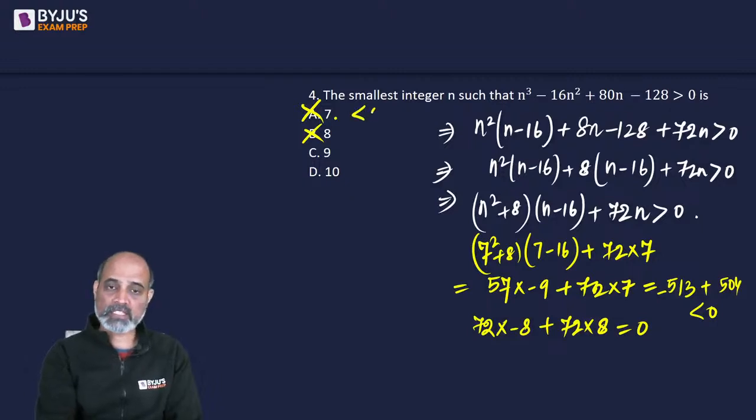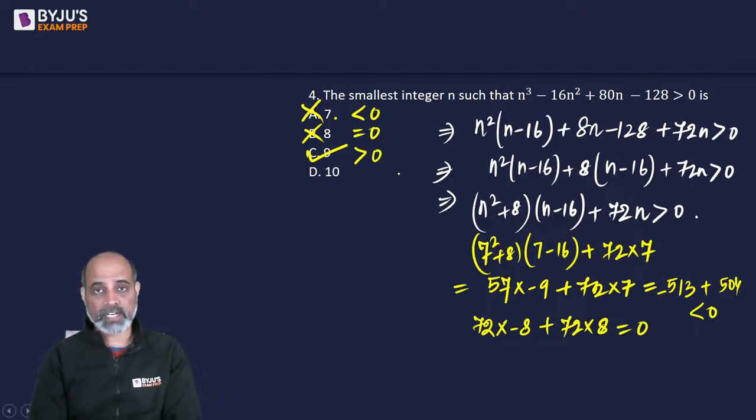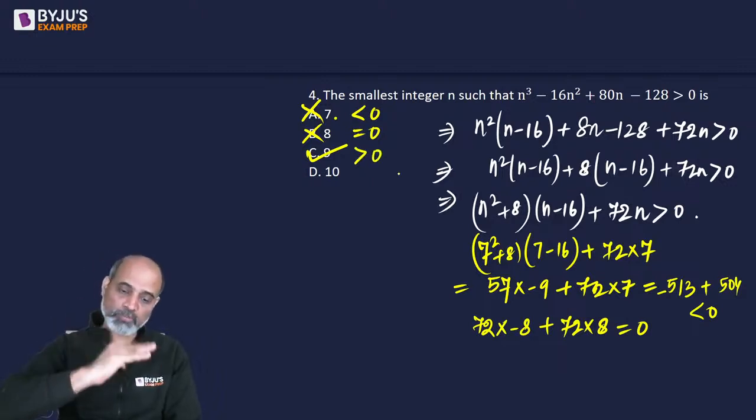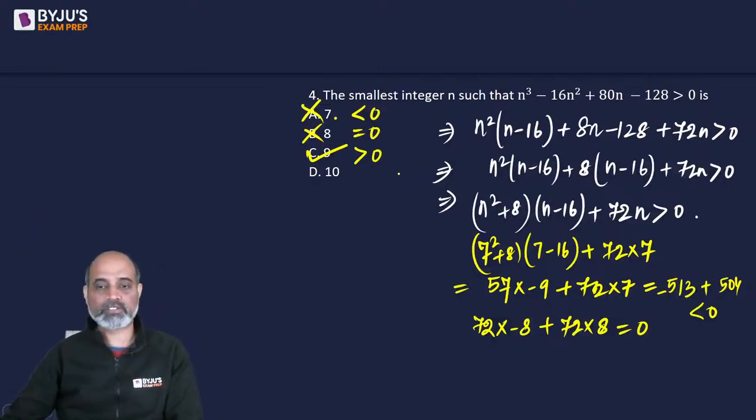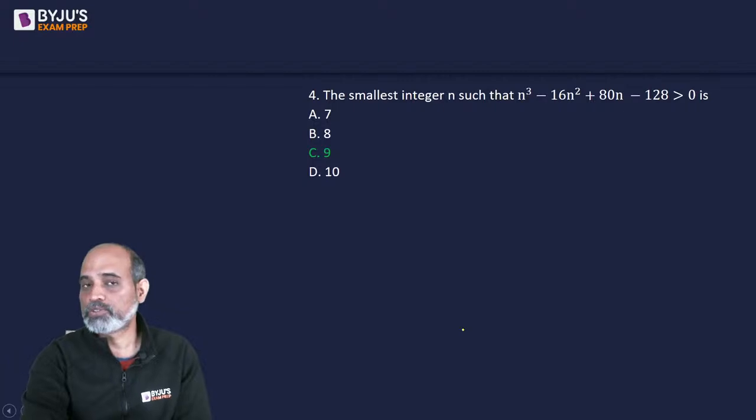So at 7, this is negative. At 8, it is equal to 0. So at 9, this has to be greater than 0. The way it is moving, it was negative initially, then it is 0, then it has to be positive. It can't suddenly take a drop. So at 7, it did not work out. At 8, it did not work out. So the answer is going to be 9.